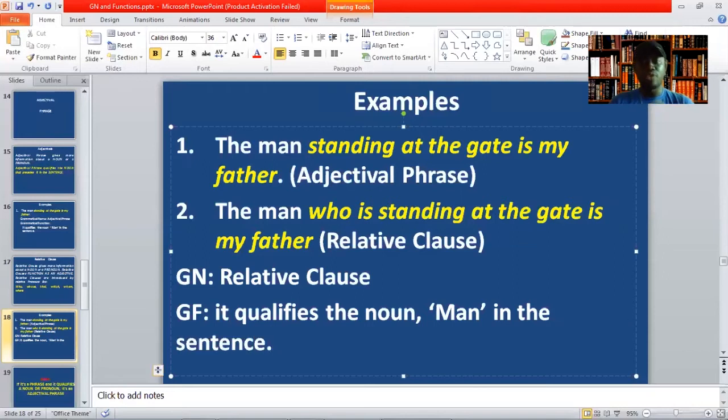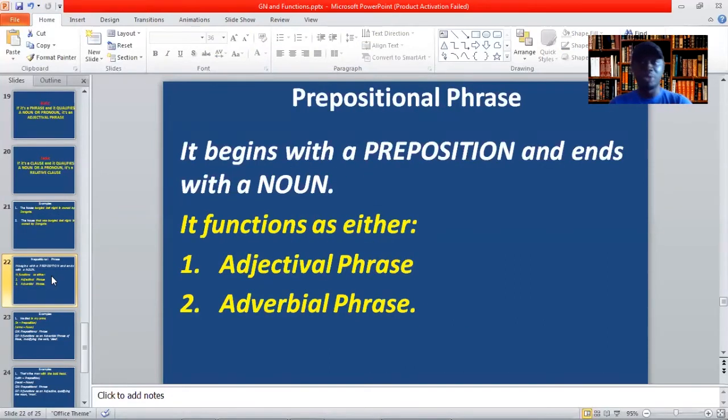Simple. So relative clause and adjectival phrase, they are very, very similar, okay? So just remember, for relative clause, the group of words, that is the words in italics, must be introduced by relative pronouns. Finally, prepositional phrase.